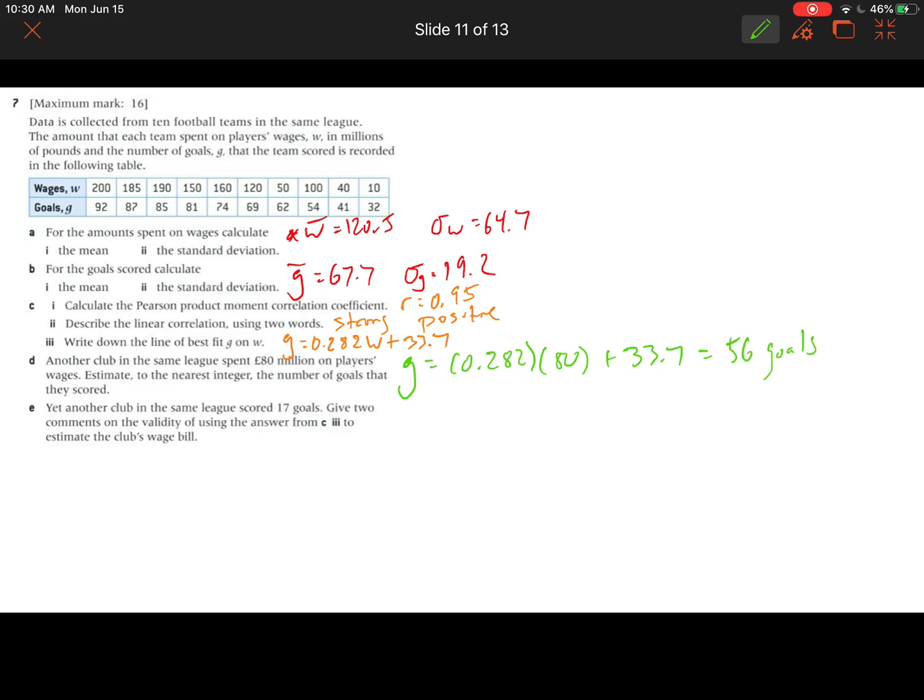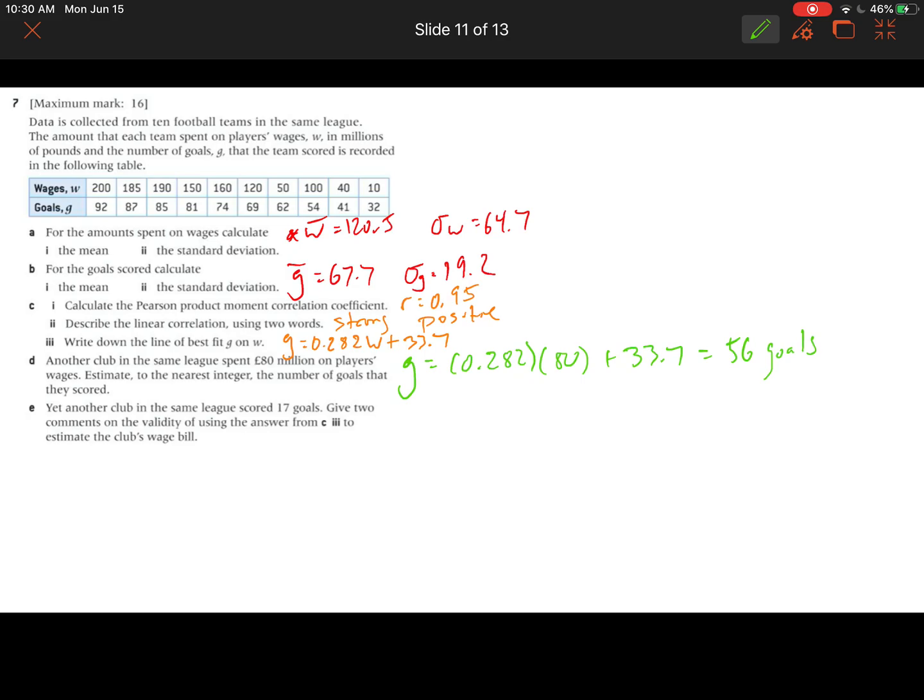This person should score 56 goals. I don't know if that's good or not. How many do people do? Yet another club in the same league scored 17 goals. Give 2 comments on the validity of using the answer from C3 to estimate it.